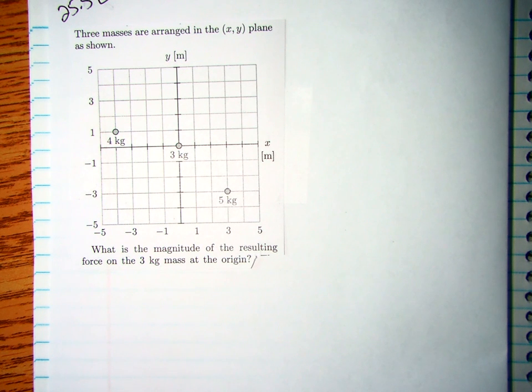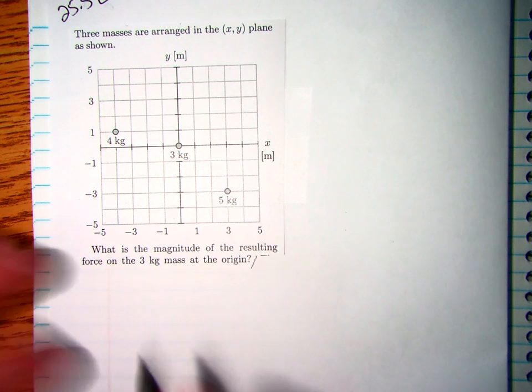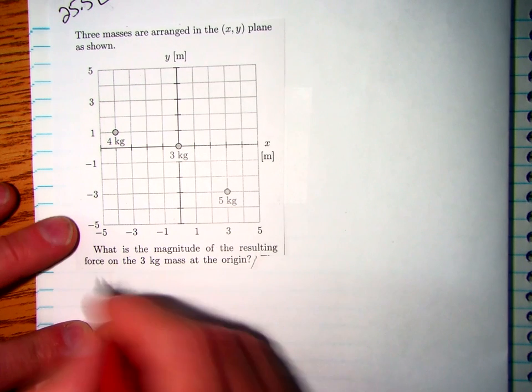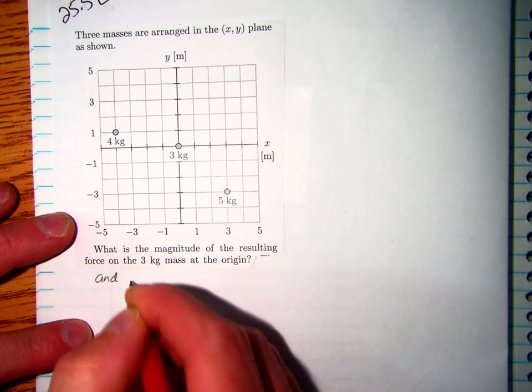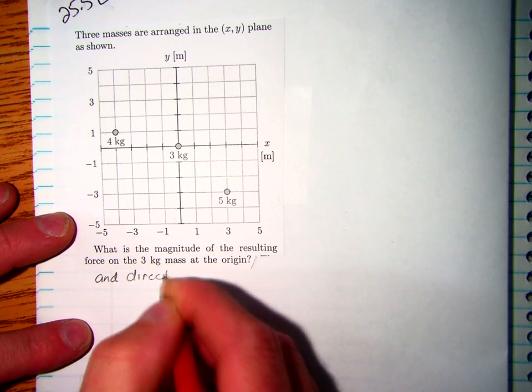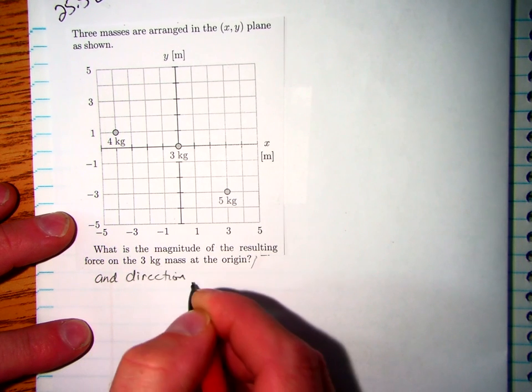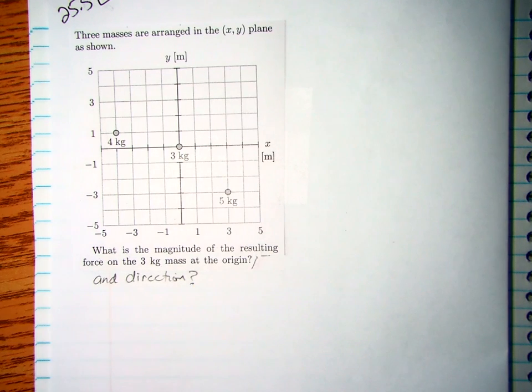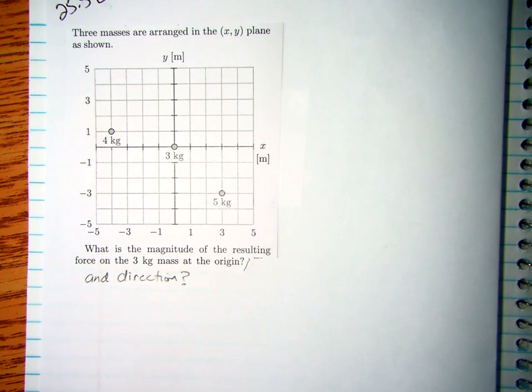Now, in addition to this, the second part of the problem was to find the direction. So let's add this. It says find the magnitude, and I'm just going to put down below, and direction. All right, so we're going to use the law of universal gravitation, and first we're going to find the individual forces exerted on the 3 kilogram mass by the 4 kilogram mass and the 5 kilogram mass.